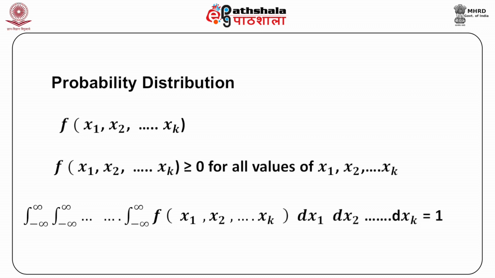Also, the function f(x1, x2, ..., xk) should satisfy two conditions. First, f(x1, x2, ..., xk) is greater than or equal to 0 for all values of x1, x2 up to xk. Second, the integral from minus infinity to plus infinity, repeated k times, of the function f(x1, x2, ..., xk) dx1 dx2 up to dxk is equal to 1.